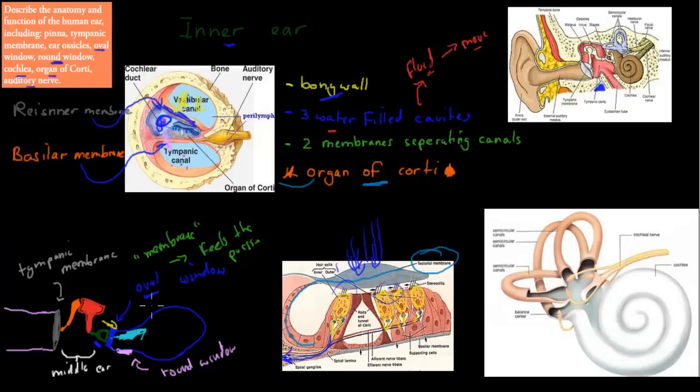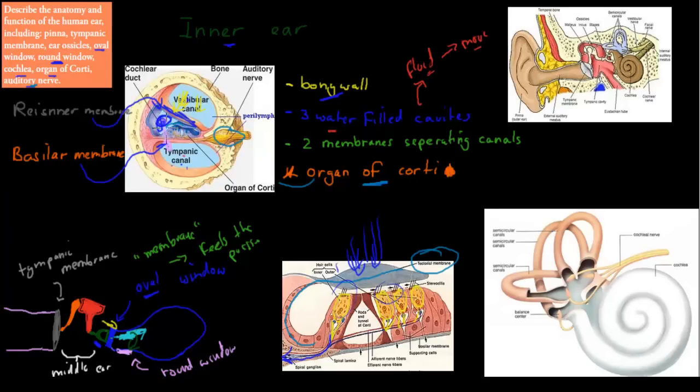So pressure starts happening at the oval window, and then it'll make a loop down, and the pressure is gone once it hits the round window. So you can imagine oval window entry, round window exit. And then we still have the auditory canal, auditory nerve. That was just this nerve here. So you can imagine all of these.